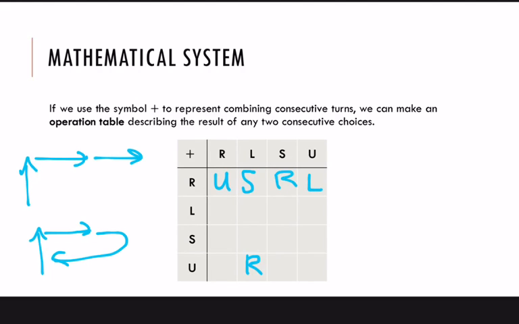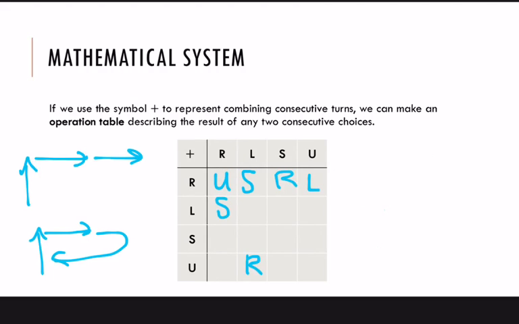Okay, left plus right. Now at this point in time, we don't know if this operation is commutative. It's not like normal addition, so I can't just assume that left plus right is the same thing as right plus left. I still have to think about what this would look like. Original, make a left turn, then make a right turn. Compared to the original, you're going in the same direction, so that would be the same as if you had just continued straight to begin with.